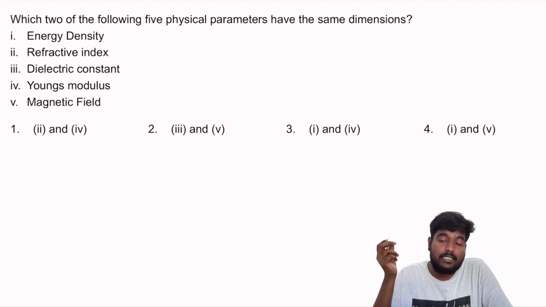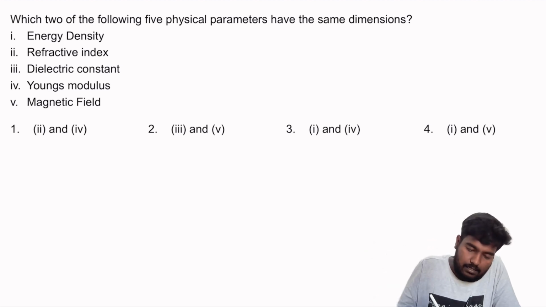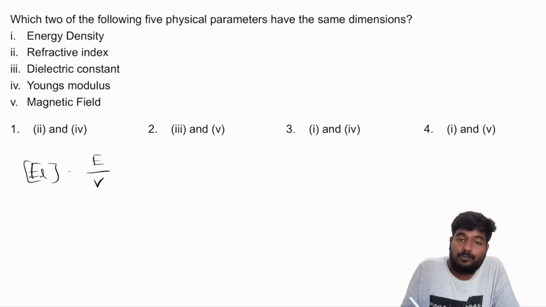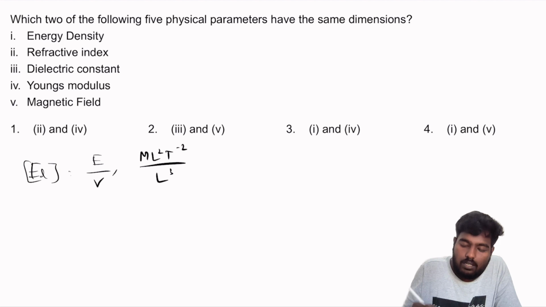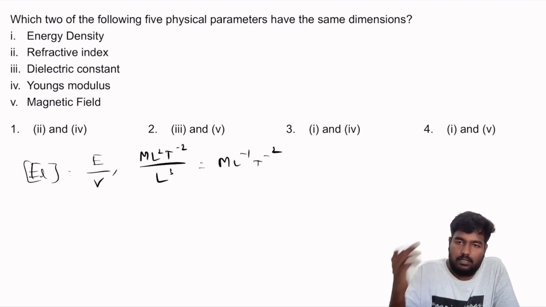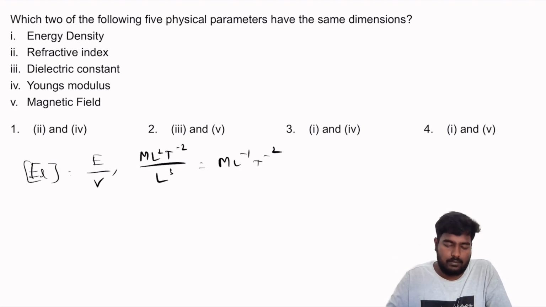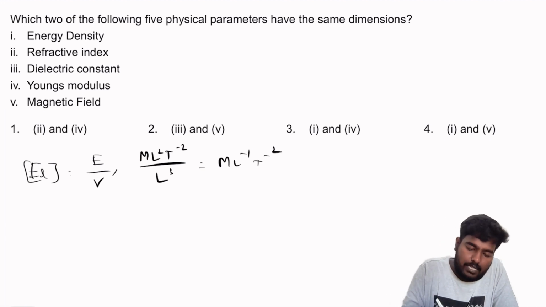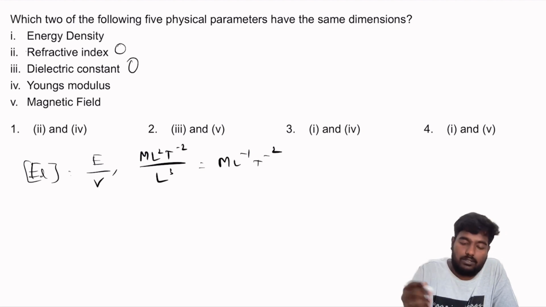So what's energy density? Energy density is energy by volume. We know the energy dimension is ML square T power minus 2, divided by volume, which is L cube. So you will have M L inverse T power minus 2. Refractive index is a dimensionless quantity, so it's 0. Dielectric constant is also dimensionless, so it's 0.